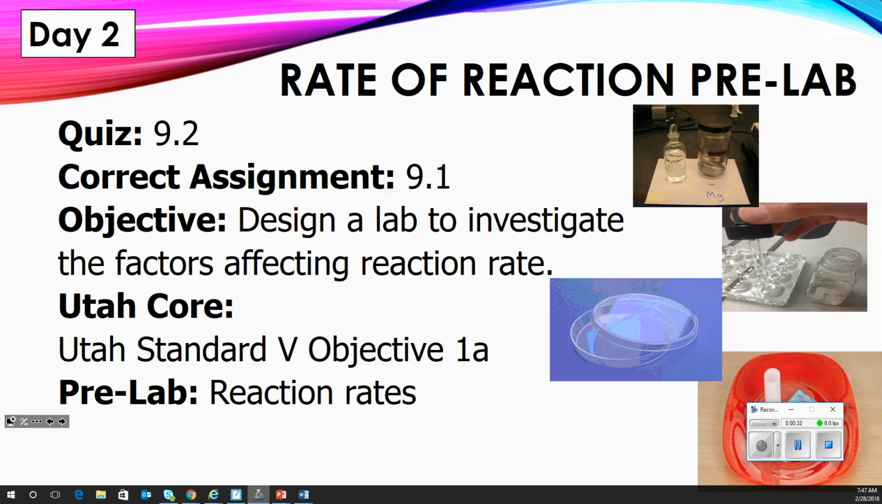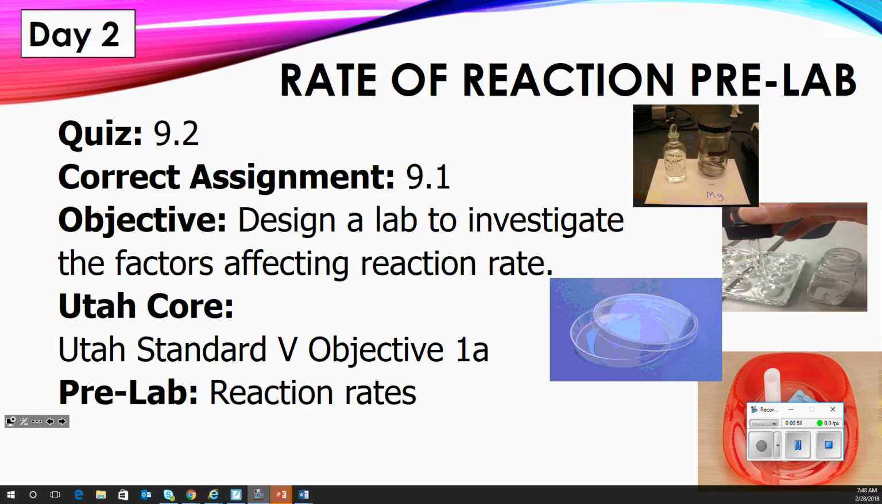What we're going to do today is design a lab to investigate the factors of reaction rate. Who can remember what the factors of reaction rate were? Particle size, surface area, catalyst, concentration, and the nature of reaction. Now, we're already going to have the nature of reactions, so we're going to know that they do react. So, we're looking at your lab now.